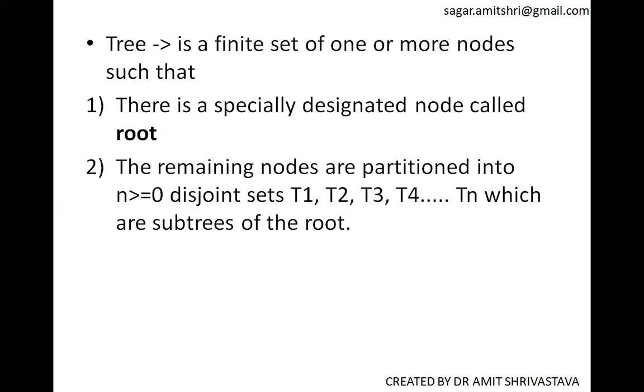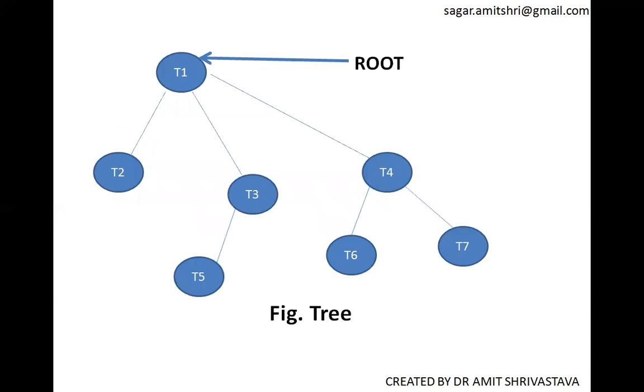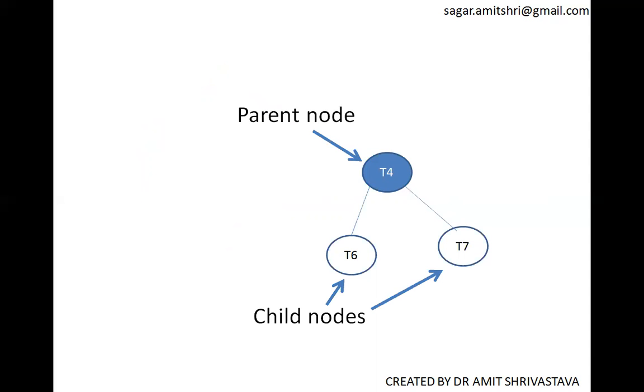So now here see the definition. There is a specially designated node called a root. So here our T1 is a root. Now the remaining nodes are partitioned into n greater than or equal to 0 disjoint sets, T1, T2, T3, T4 till Tn, which are also called as subtrees of the root. So here our subtrees of T1 are T2, then T3 and T4. So these are disjoint sets, means no nodes will be common in these subtrees among themselves. So this is the formal definition of a tree.